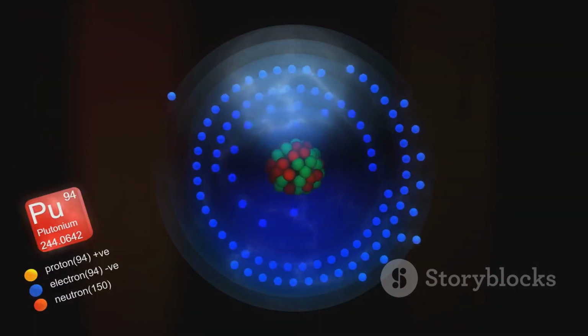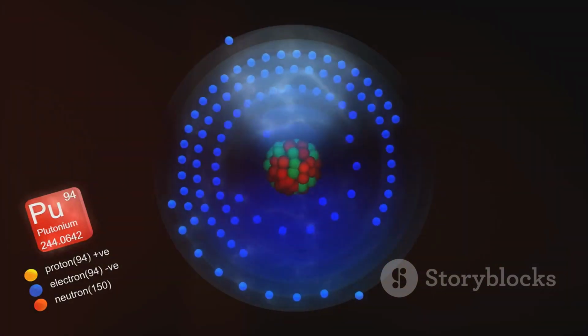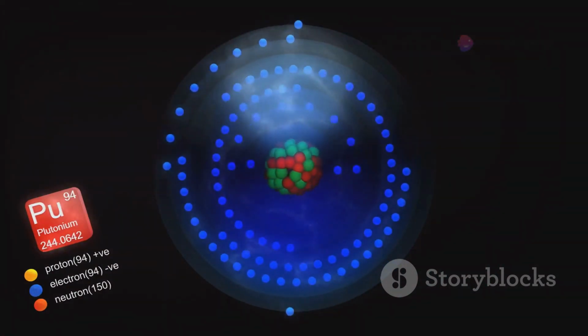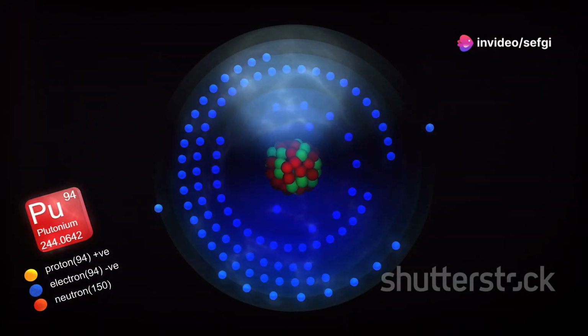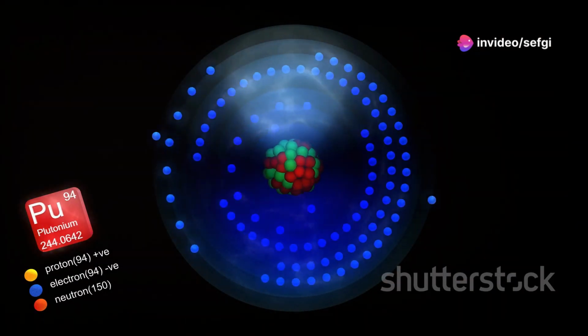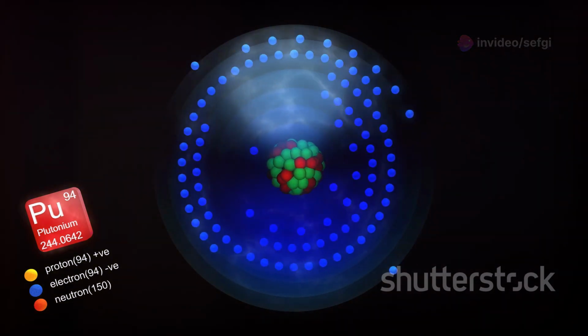The number of neutrons in an atom can vary, giving rise to isotopes, atoms of the same element with different numbers of neutrons. Isotopes can have significant implications in fields such as medicine, archaeology, and environmental science.